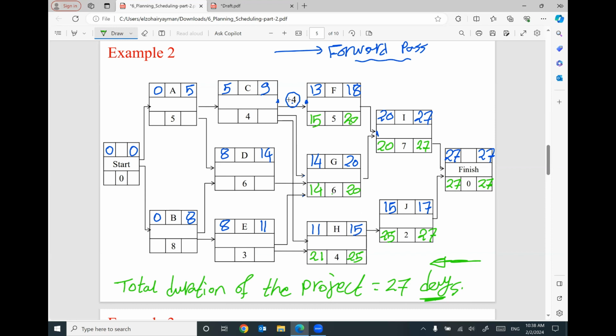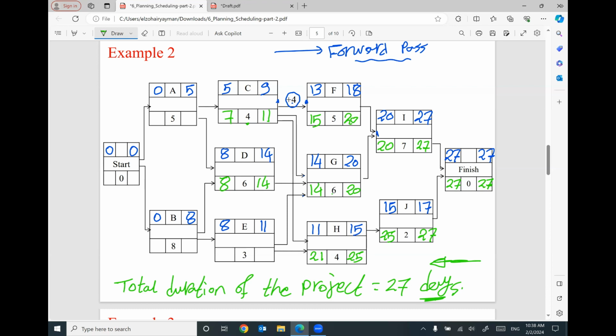Let's talk about activity C. From F to C, we have a lag. If you are going backward, I will assume this number is negative. So 15 minus 4 will be 11. That makes sense? 11 minus 4, this 4 will be 7. For activity D, we have only one arrow coming back. So 14 will be here 14. Minus 6 will be 8.